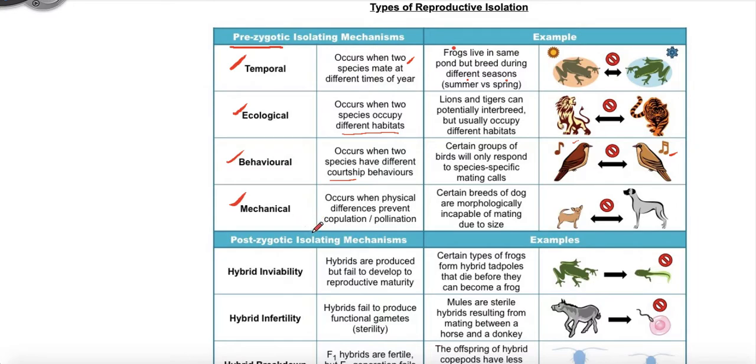And in mechanical prezygotic isolation, this occurs when the physical differences are just so distinct that the copulation mechanism or the pollination is just not possible. So here you see with certain breeds of dogs, they're so different morphologically speaking that they are incapable of mating. Okay, so one sperm from this dog will never fertilize the egg of this dog, unless it's done artificially, of course.